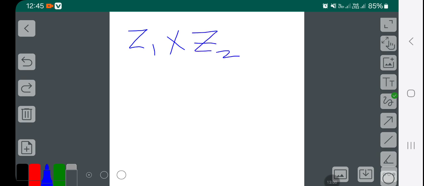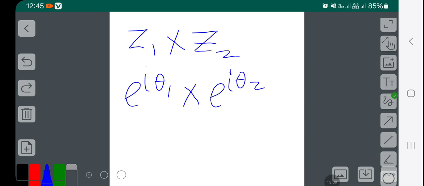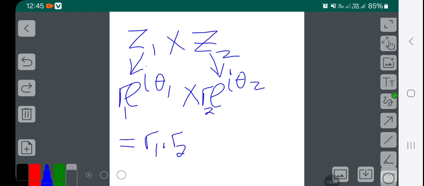Since my Z1 is e^(iθ1) multiplied by e^(iθ2)... sorry, I forgot the R here. Let's say it's R1 and R2, since Z1 is this one and Z2 is this one. When you're multiplying, you multiply your modulus first, which is R1 multiplied by R2. Then you get your answer.